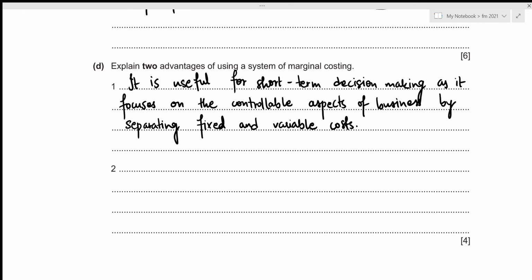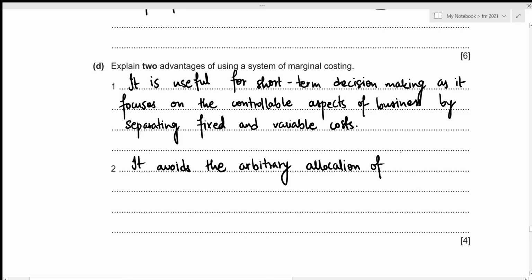And another advantage would be that it avoids the allocation of fixed overheads, right? So it provides more useful data for cost control. Let's write it down. It avoids the arbitrary allocation of fixed overheads and so provides more useful data for cost control.